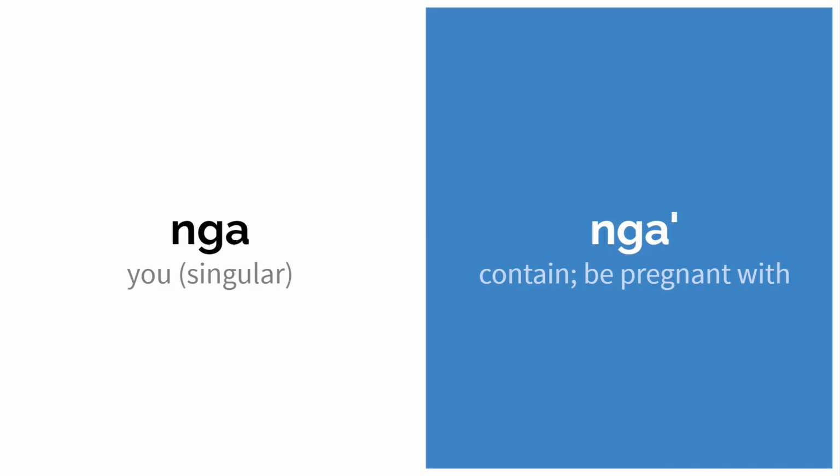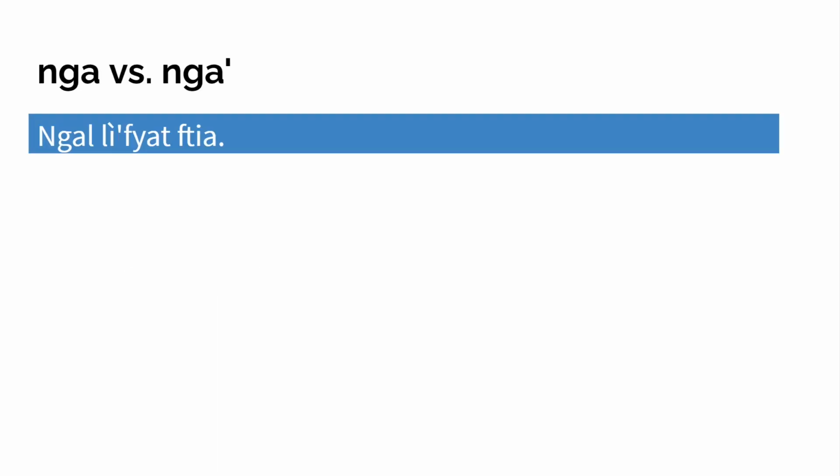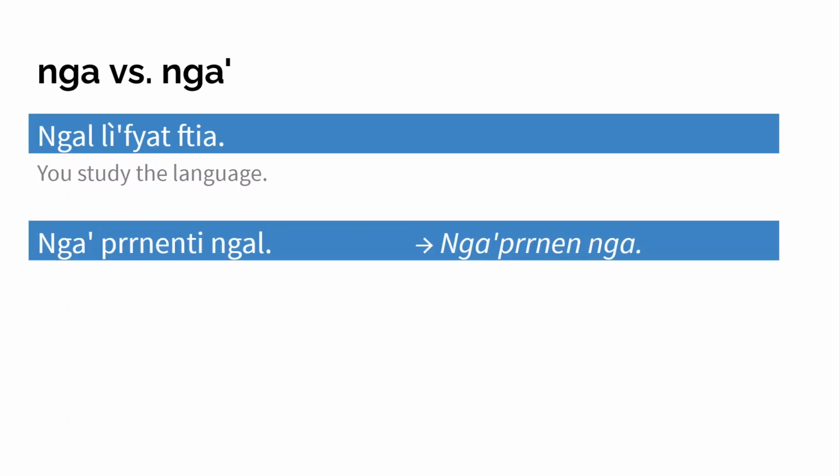Sleril nga fwepid. I read it one more time. Sleril nga fwepid. So let's look at the sentences. First we've got ngal lfiat fdia. You study the language. Next we got nga prnenti ngal.